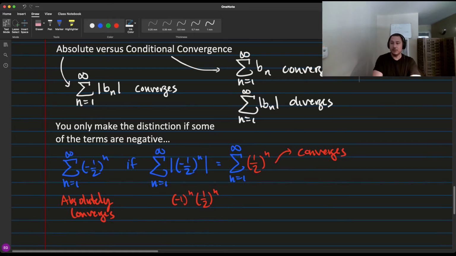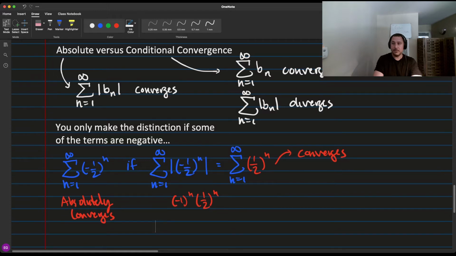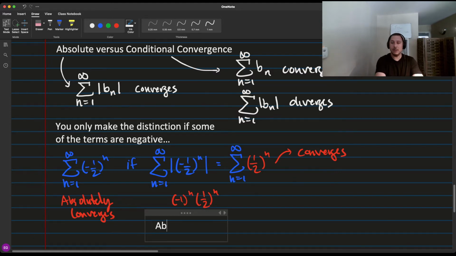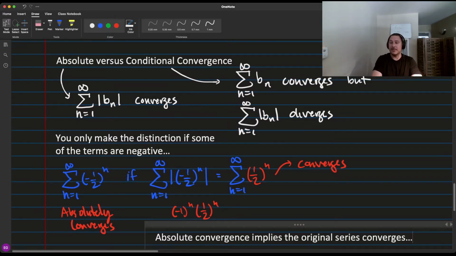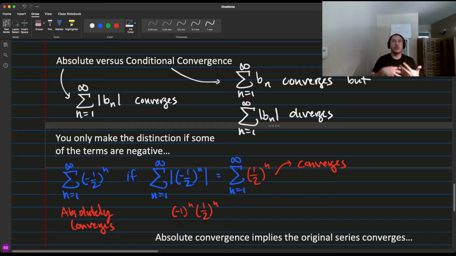And just to let you know, if you converge absolutely, you will converge. So if you know that something converges absolutely, it definitely converges. So absolute convergence implies the original series converges as well. Basically what I'm saying is if the absolute value of the terms converges, then the regular terms will have to also converge.